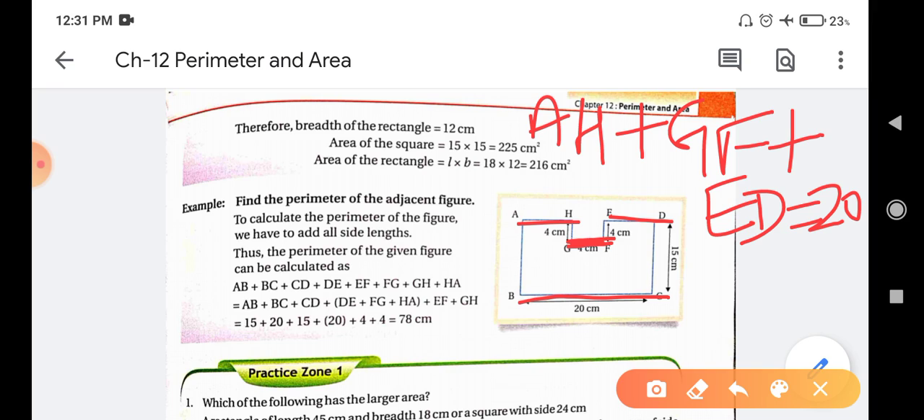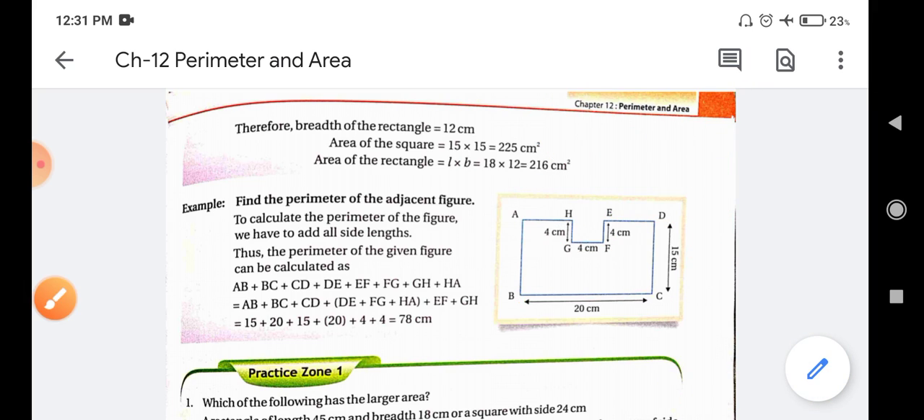We are given that GF is 4. Then AH plus ED will be equal to 20 minus 4, that means it is 16. So AH plus ED will be equal to 16.